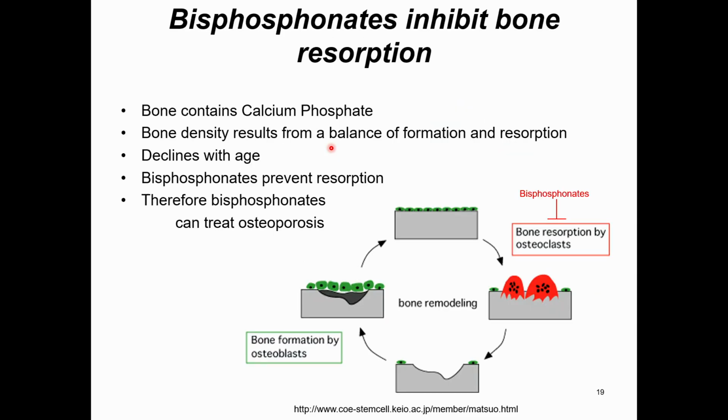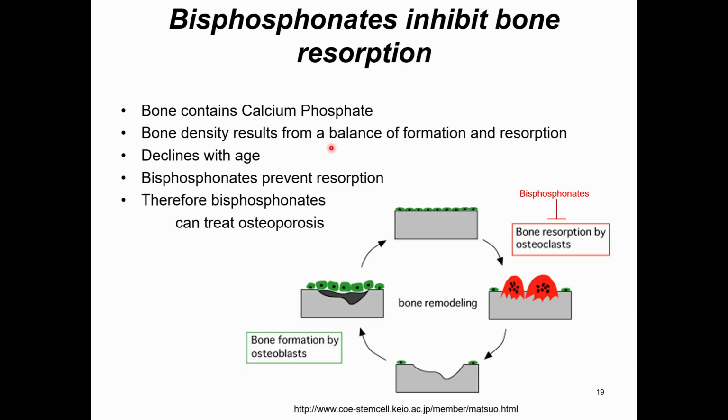Here's another example. We'll go through some examples. More substrate analog stuff. So bone is very interesting. Bone is constantly being made and constantly being resorbed. And it's the balance of making new bone and resorbing bone that determines how much bone there is.